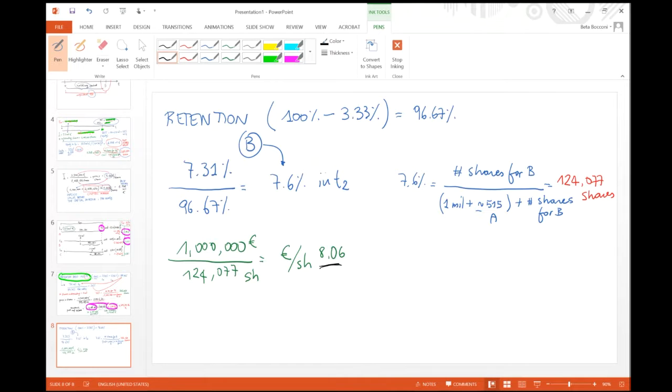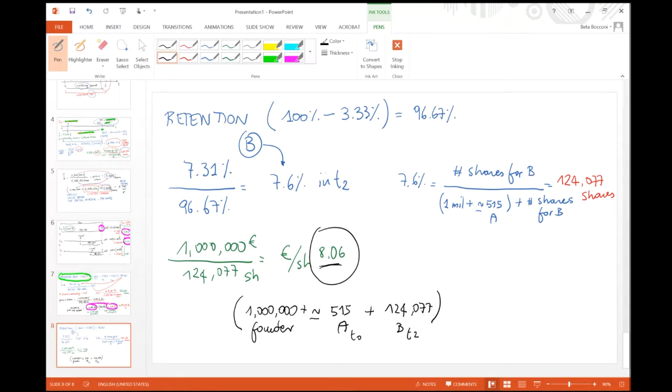euro per share. And now we can close the loop, because we know that the company now is in a situation where the company has 1 million shares outstanding, the founder, about 515,000 shares for investor A in year T0, and another 124,077 for investor B in T2. Times how much? The most recent valuation of our company, times 8.06 euro per share.